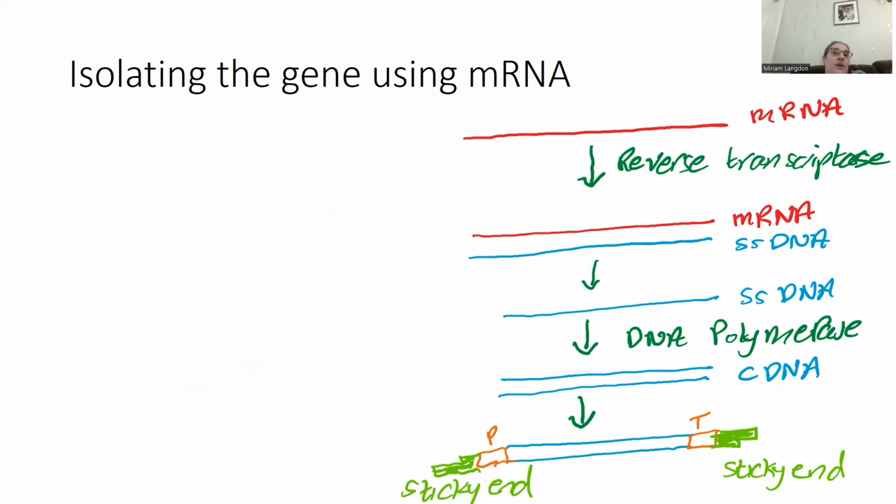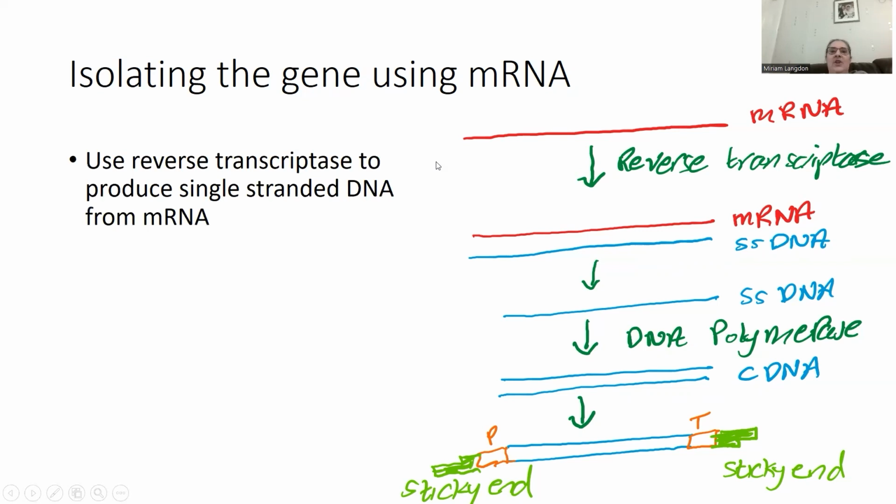The other thing that's worth knowing is that messenger RNA does not contain the introns because they've been spliced out already, which is really, really useful. So the bacteria don't need to know what to do with those introns. So the first stage is that we use the enzyme called reverse transcriptase. Now, you should have come across reverse transcriptase. It's found in HIV. Its job in HIV is to convert the RNA found in HIV into DNA so that it can be incorporated into the genome.